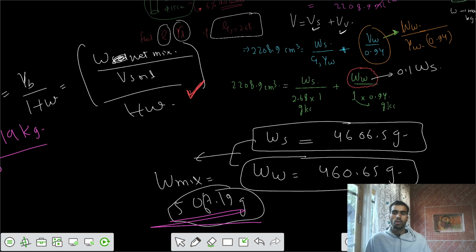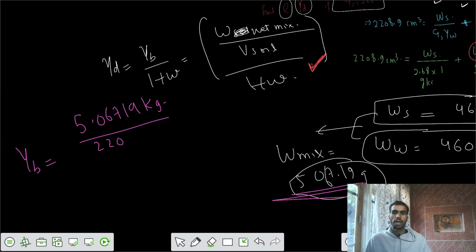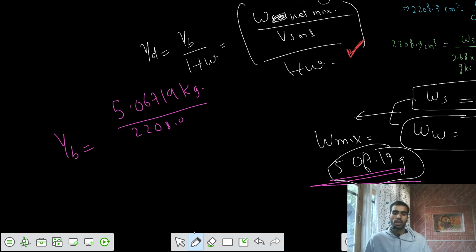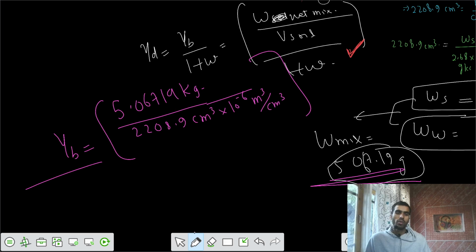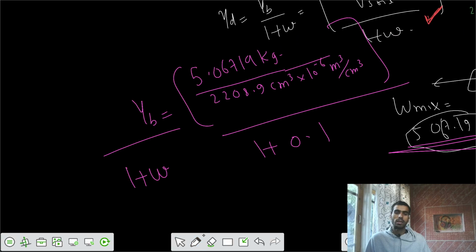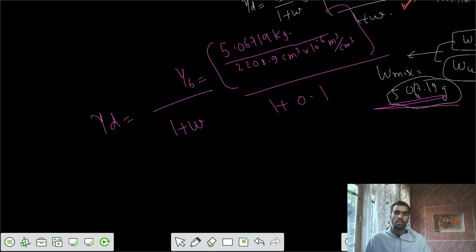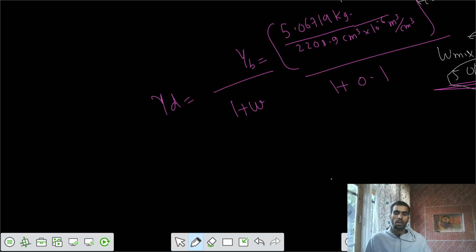How much was that? 2208.9 cm³, and we have 10 to the power minus 6 m³ per cm³. And this is your gamma bulk, and we need to divide by 1 plus water content. We have 1 plus water content 0.1, so we can get the dry unit weight in terms of kgs per meter cube. So gamma dry would be calculated in terms of what you call density.